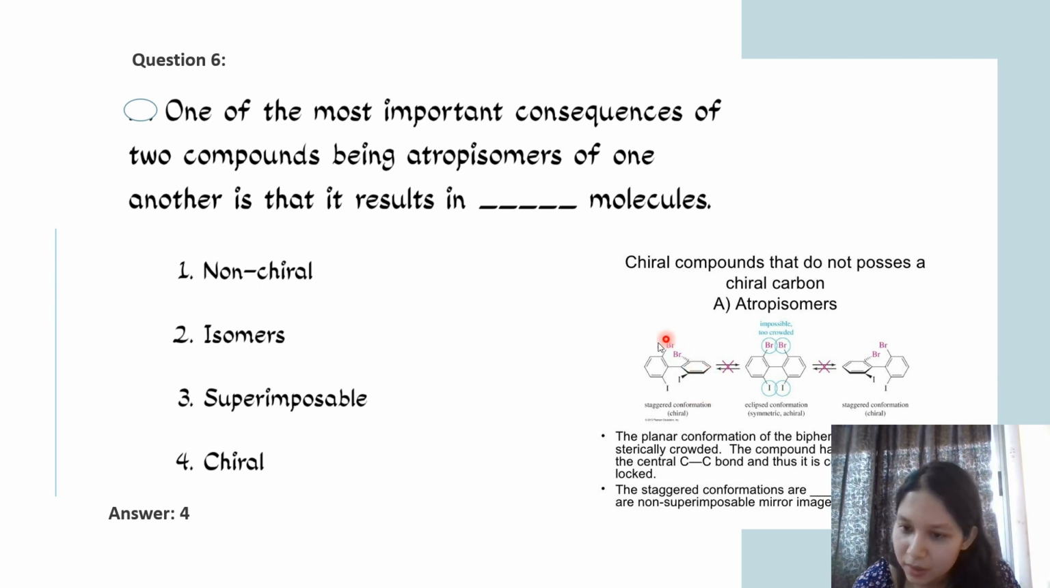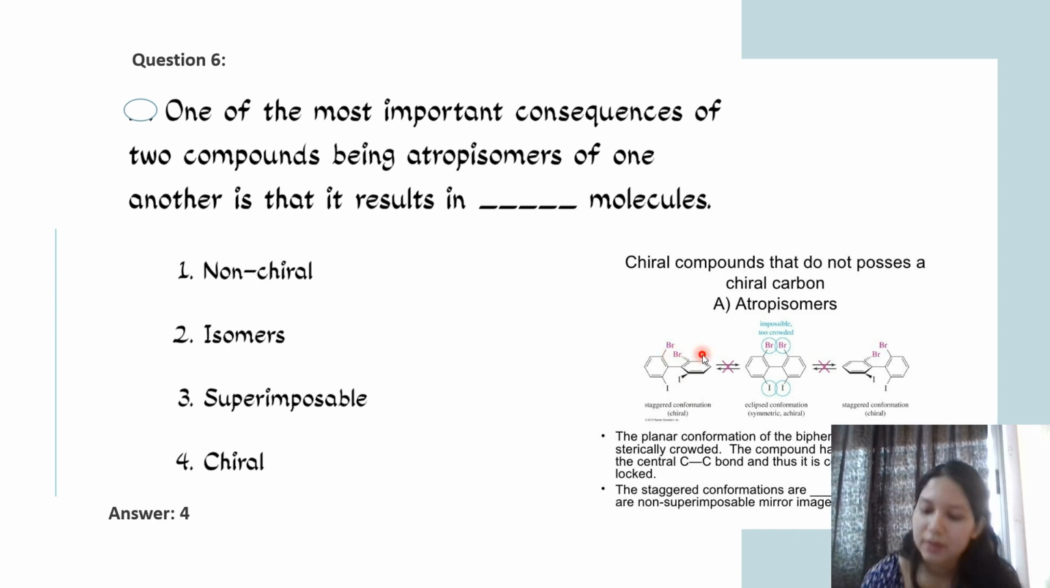For example, we have this biphenyl compound given. If we had iodine on this side and bromine on this side, that molecule would be an isomer of this given molecule, okay, and both of these two will be chiral molecules.